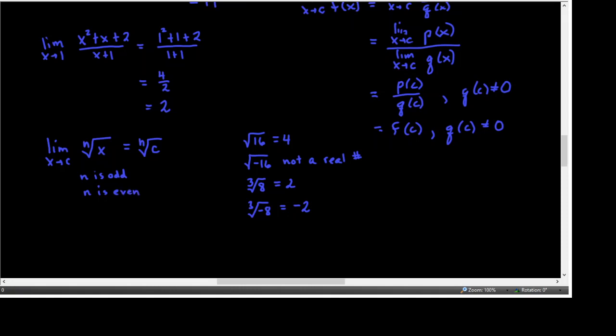If n is even, c has to be non-negative. Like 16, the square root of 16 exists, so we take it, it's good. So there's that important thing to make note of: if n is odd, you can take the cube root or 5th root of any real number, negative, positive, whatever. But if it's even, like square root or 4th root or 18th root, you can only get a real answer if you're taking, say, the 18th root of a positive number, not if it's negative. You'll get a non-real answer in that case.